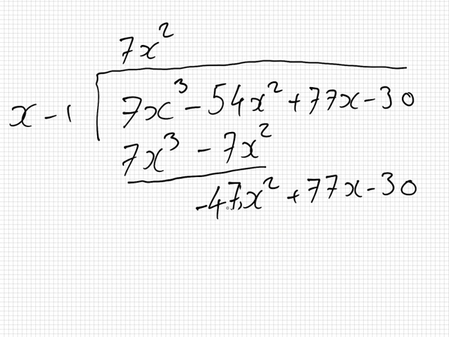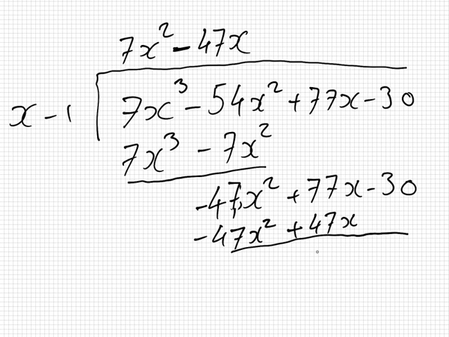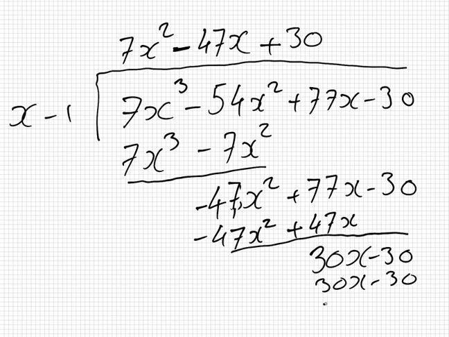Oh yeah, the minus there, thank you. So what do I have here? Minus 47x squared plus 47x. Okay, I see where this is going. I see what you did there. 30x minus 30. So what's at the end? Yes, 30. And what do I get? 30x minus 30, remainder 0.